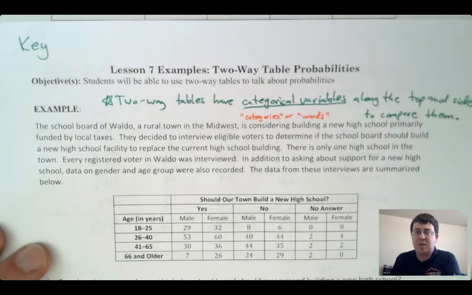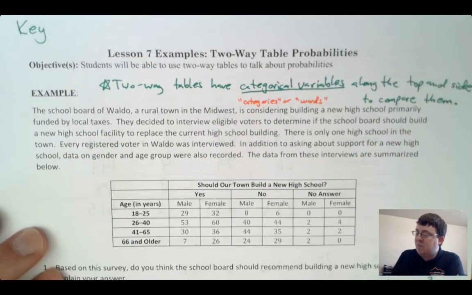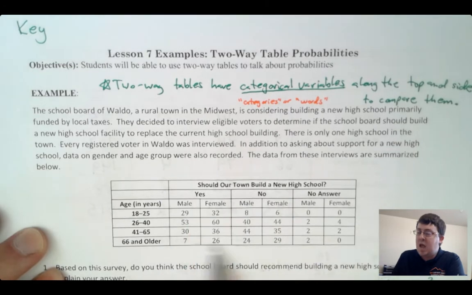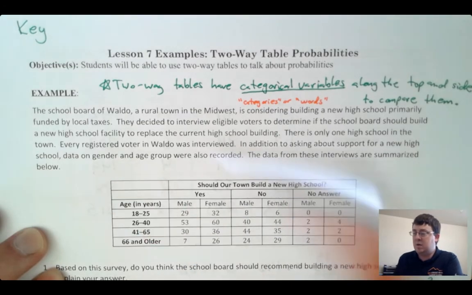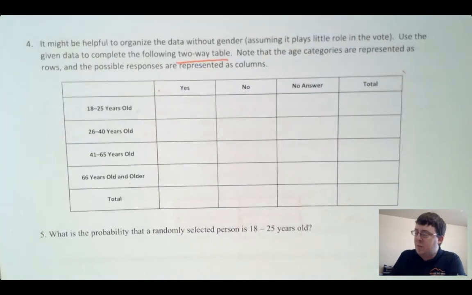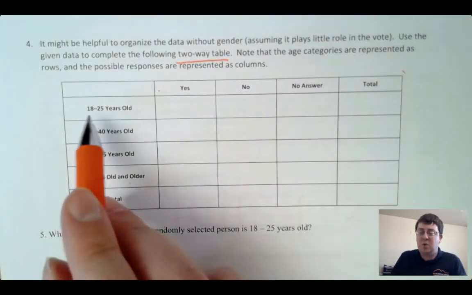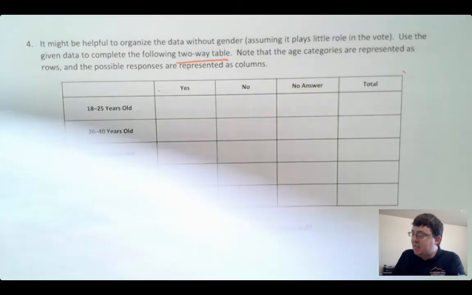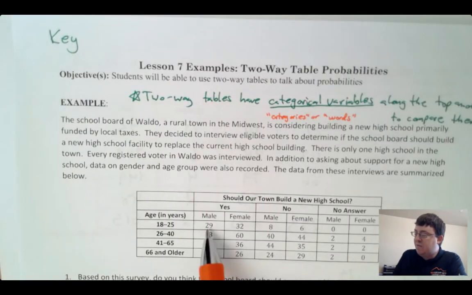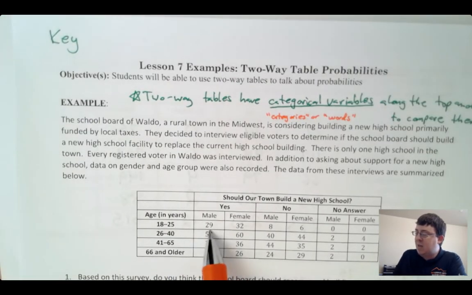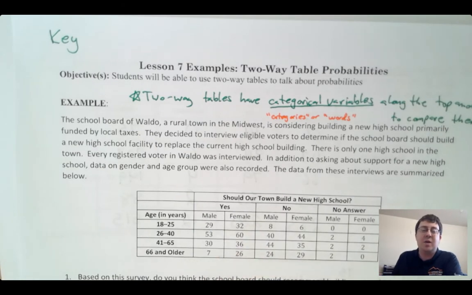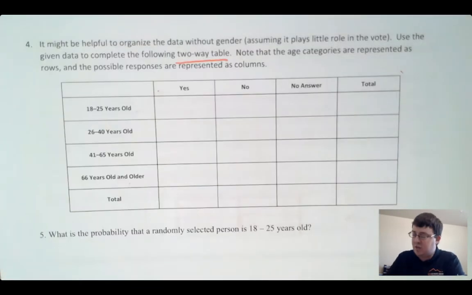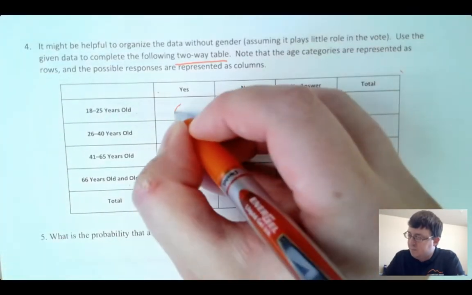I want to take the information from the last example and add them up here. So if I want the people that voted yes that were 18 to 25 years old, I want to add together the 18 to 25-year-olds that said yes. So I want to add the male and female together. I'm combining the genders now and just counting how many people in that age group voted yes. So 29 plus 32, that should give me 61.